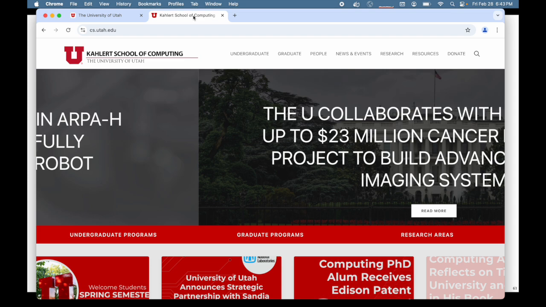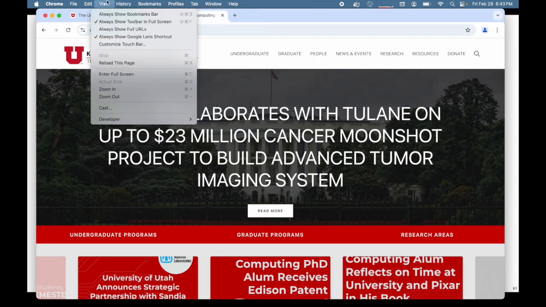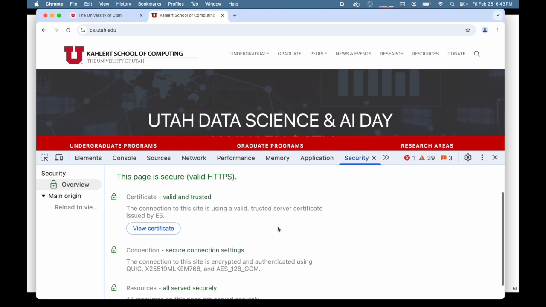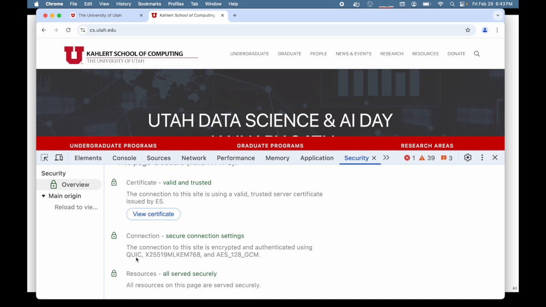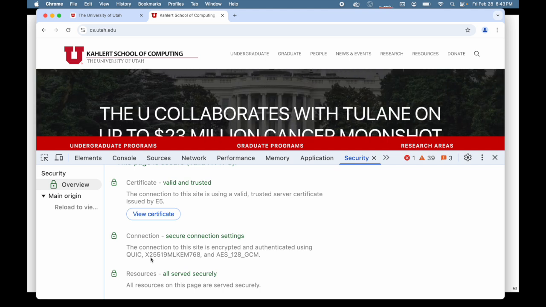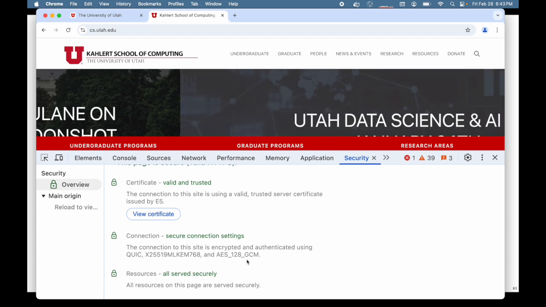If I look at the School of Computing's website, then we see that it is connected to a site with a valid certificate, but in this case it's using the QUIC protocol instead of HTTPS. And within that protocol, it's still doing a TLS-like encryption that in this case is using the X25519 curve that we talked about before. And the block cipher in this case is AES with 128-bit blocks, also using the GCM mode of operation.